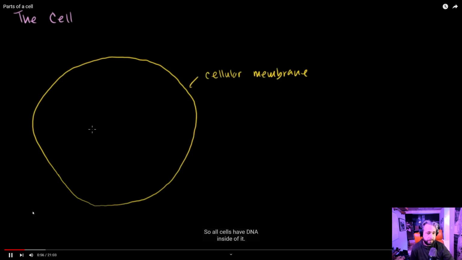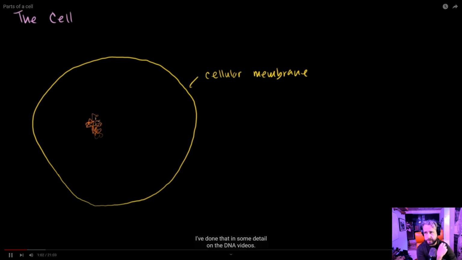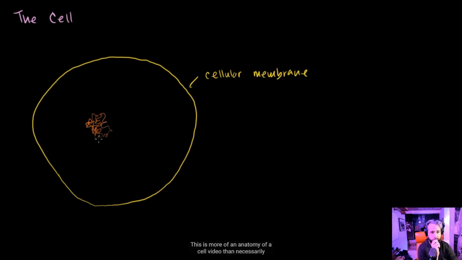Talk about the entire DNA inside of it, and I won't go into the details of how DNA defines what an organism is. I've done that in DNA videos, we'll get into some detail on DNA later, but don't worry, all cells have DNA here. This is more of an anatomy of a cell video than necessarily the function, but we'll go into the function because we need to know what these different parts do.